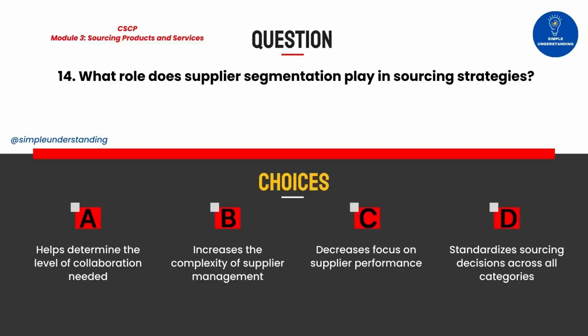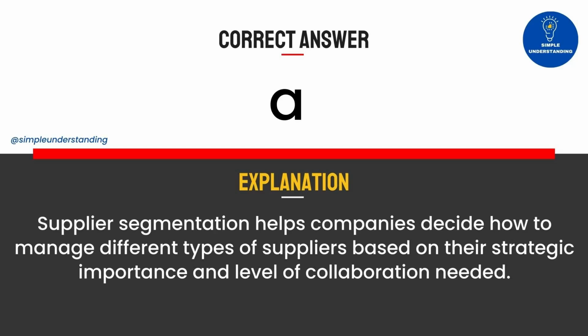14. What role does supplier segmentation play in sourcing strategies? A. Helps determine the level of collaboration needed. B. Increases the complexity of supplier management. C. Decreases focus on supplier performance. D. Standardizes sourcing decisions across all categories. Correct answer, A. Explanation. Supplier segmentation helps companies decide how to manage different types of suppliers based on their strategic importance and level of collaboration needed.